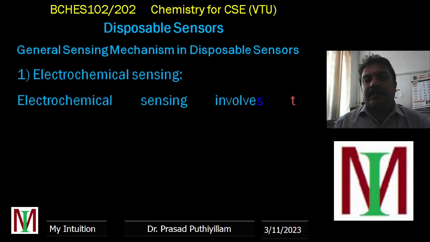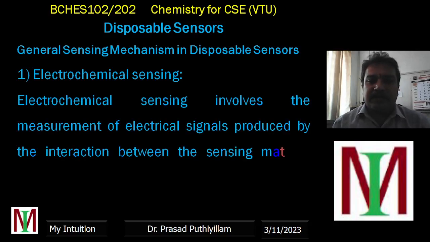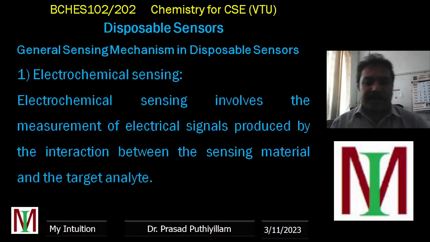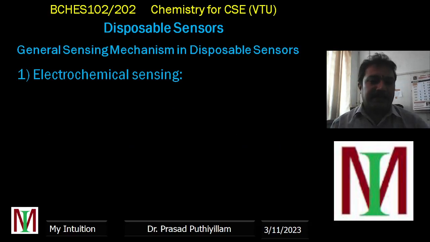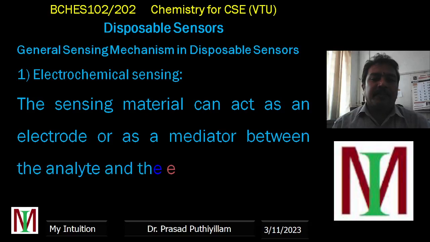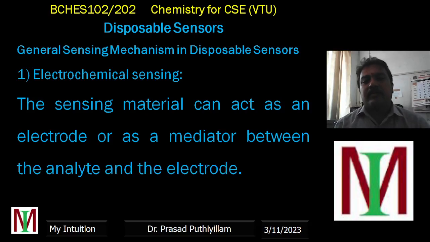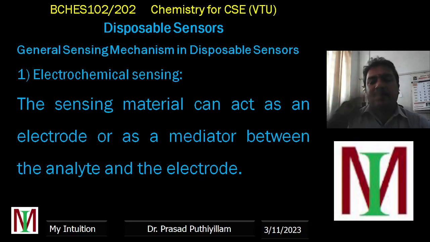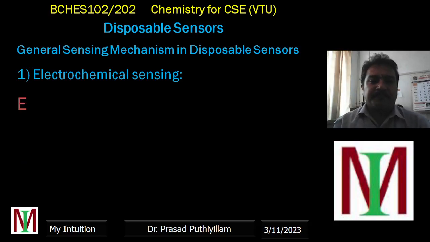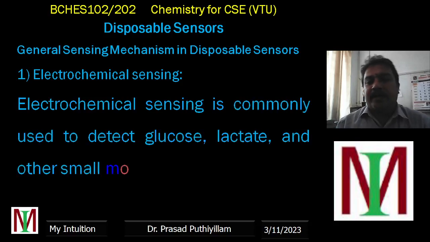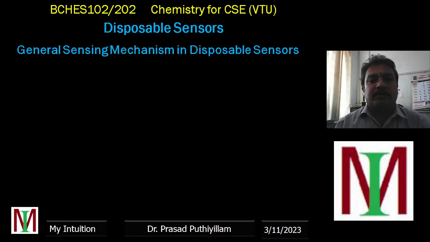Say electrochemical sensing. It involves the electrical signal produced by the interaction between the sensing material and the target analyte. The sensing material can act as an electrode or a mediator between the analyte and the electrode. Anyhow, an electrochemical sensor needs to have an electrode which we call the working electrode. Then there will be a reference electrode, and an indicator electrode. With that connection we are getting the output. It is commonly used to detect glucose, lactate and other small molecules.